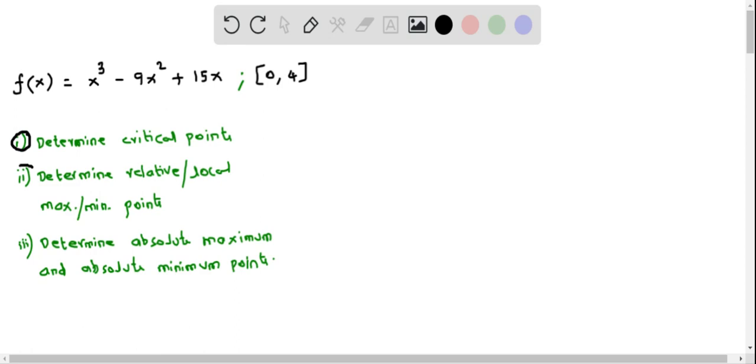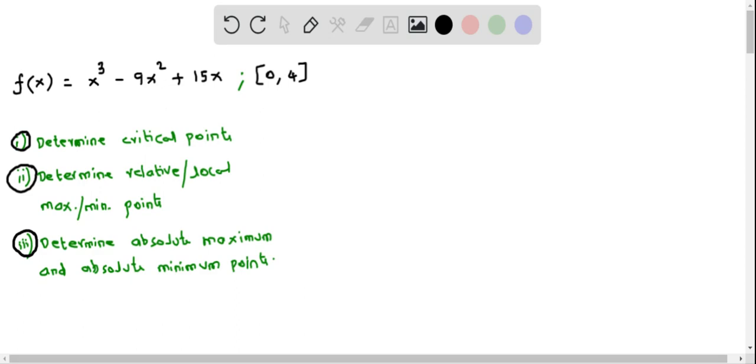And in the second step, we'll be determining the relative maximum or the relative minimum points, also called local maximum or local minimum points. This we will find out by creating a sign chart for the first derivative of f of x. Then finally, in the third step, we will determine the absolute maximum and minimum points.